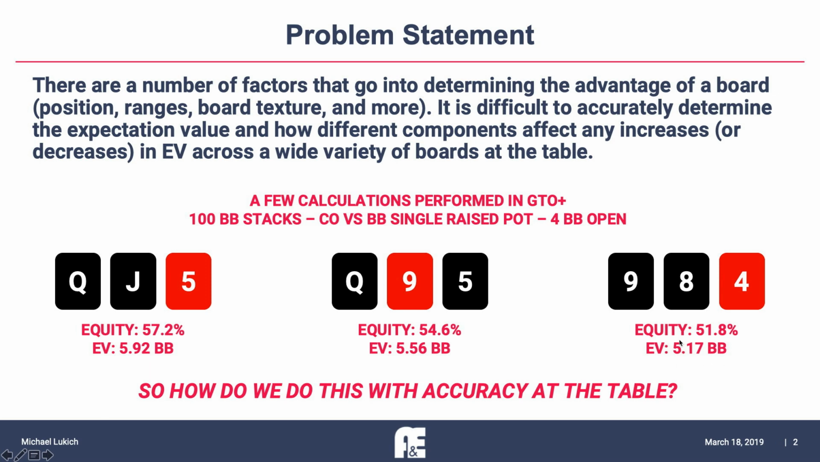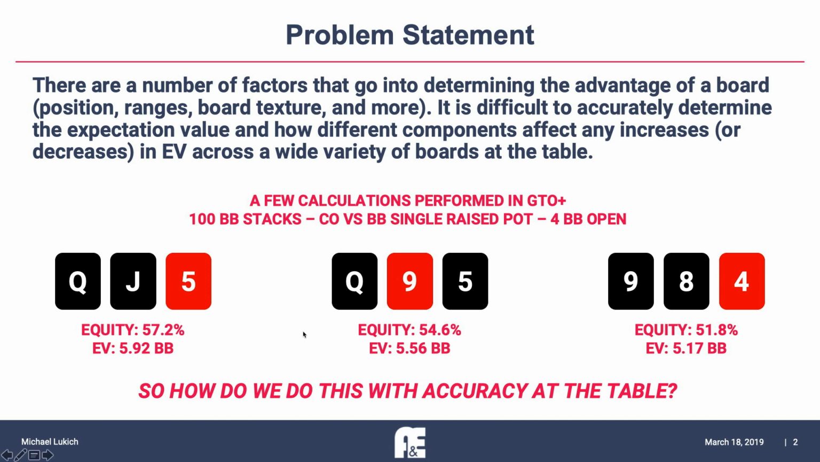So, again, the problem that we run into is that they're somewhat similar-ish flops. I guess this is a 9-high flop versus these two are queen-high flops, but in general, you may look at the Queen 9-5 and the Queen Jack 5, two suits, and think, well, those are two very similar flops, but it's almost half a big blind difference in terms of EV, and that can be somewhat significant when we're trying to extrapolate this over the long run. So, how do we figure this out with any level of accuracy at the table?